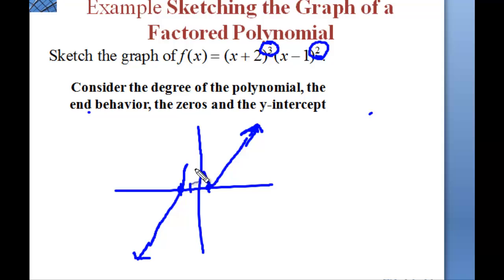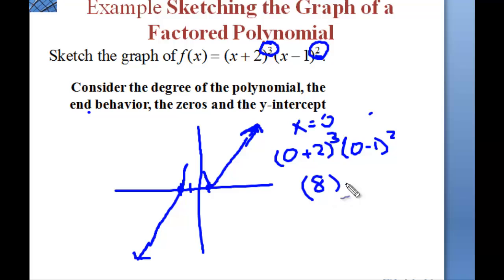Then we want to figure out where the y-intercept is. So the y-intercept is where x equals 0. So we'll put 0 in. We'll have 0 plus 2 cubed times 0 minus 1 squared. So 2 cubed is 8 times negative 1 squared. 8 times 1 is 8. So we'll label that (0, 8). 8 is where it crosses the y-axis, and that's a very rough graph of that function. But it tells you the zeros, it tells you the end behavior, and it tells you the y-intercept.